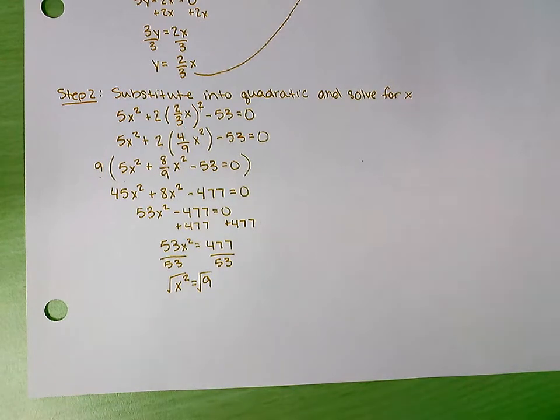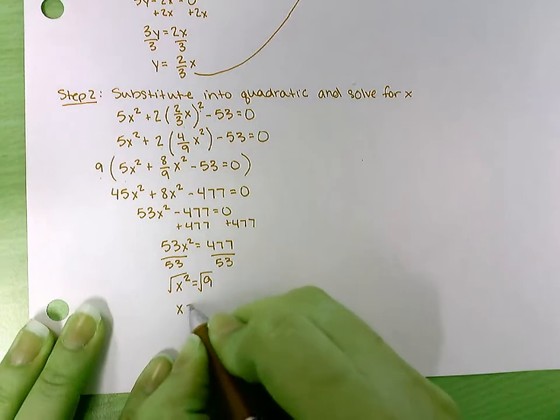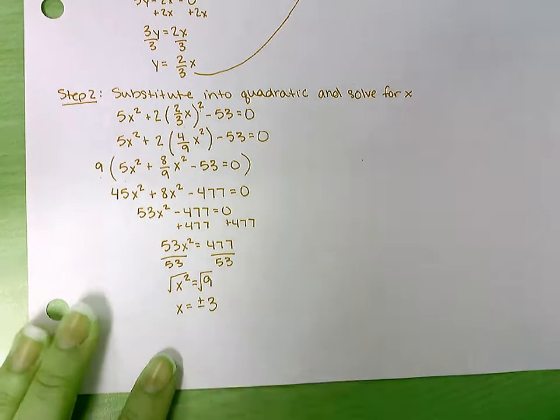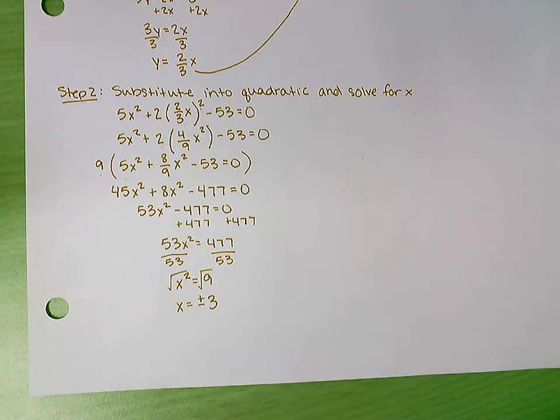When I take the square root of both sides, you have to add in that plus and minus. Okay, so it's not just 3. So x will equal plus and minus 3. Okay, because if I take negative 3 and square it, I still get 9. That's why you have that plus and minus there.